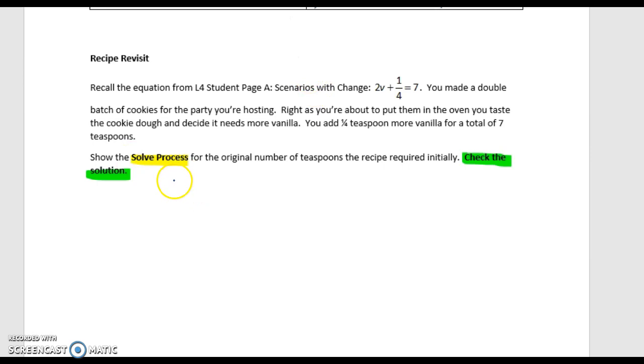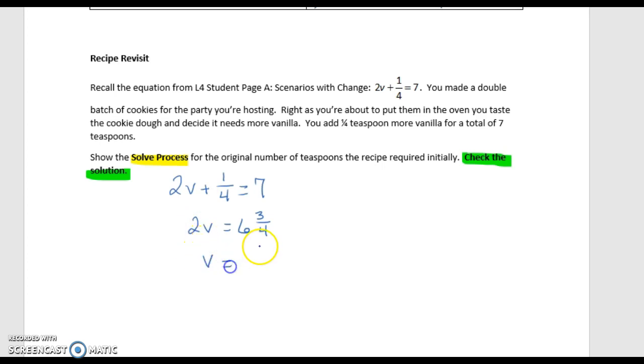So that means we're going to start with our equation. And then instead of adding 1/4 teaspoon, we're going to get rid of that 1/4 teaspoon. And when we get rid of that 1/4 teaspoon, we now know we have 6 3/4 teaspoons left over. And then we had to double our recipe, but we want to know what we originally had. So we are going to multiply this by 1/2 or just divide by 2.